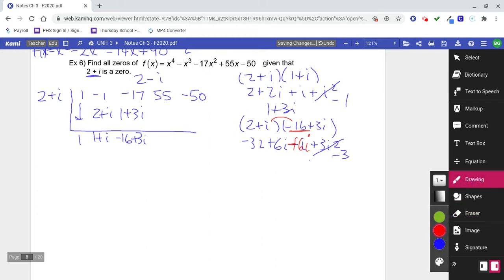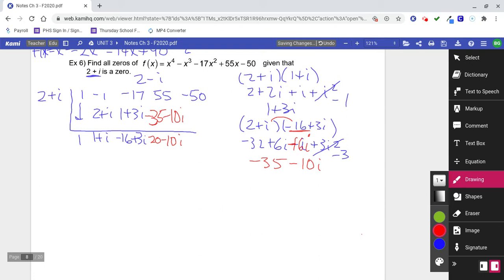We've got negative 32 minus 3 is negative 35. 6i minus 16i is negative 10i. Okay, be very careful. You don't want to make a little arithmetic mistake because it's going to blow everything up. So negative 35 minus 10i right there. Okay, add straight down and you get 55 minus 35 is 20 minus 10i.